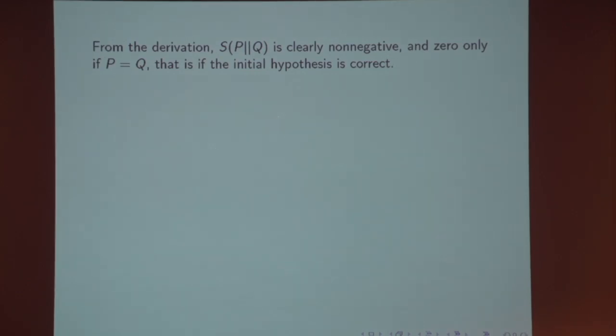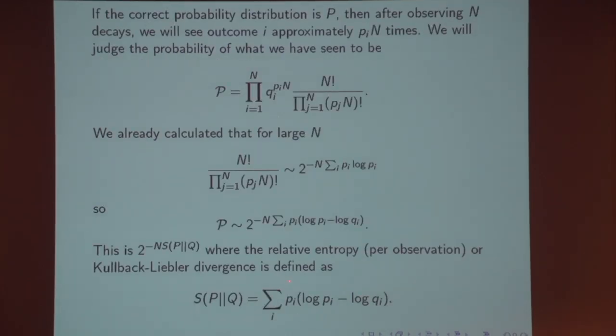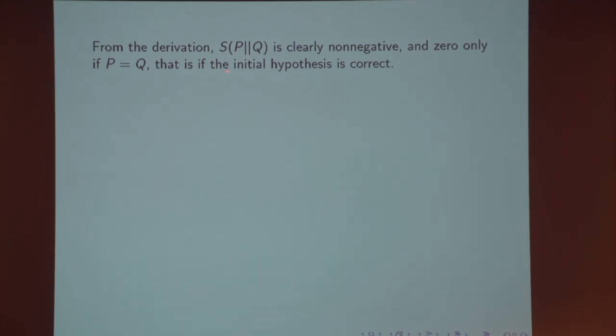So the answer to the question, when will we be sure we were wrong? We'll be sure we're wrong once n times the relative entropy becomes large. And its smallness will determine the confidence about being wrong. So from the derivation, S of P relative to Q is clearly non-negative, and it's 0 only if P equals Q, namely if the initial hypothesis was correct.